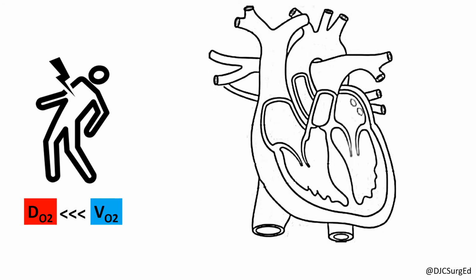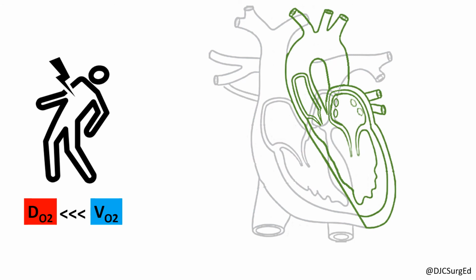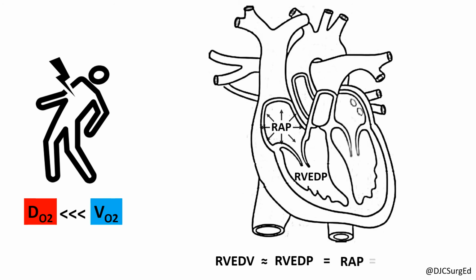The heart can be divided into two sides, a right heart and a left heart. Preload of the right heart is equivalent to the right ventricular end diastolic volume. Since we can't measure this volume, we use the right ventricular end diastolic pressure as a surrogate measurement. At the end of diastole, there is no driving pressure for filling of the ventricle, and the right ventricular end diastolic pressure is equal to the right atrial pressure, and subsequently the central venous pressure.